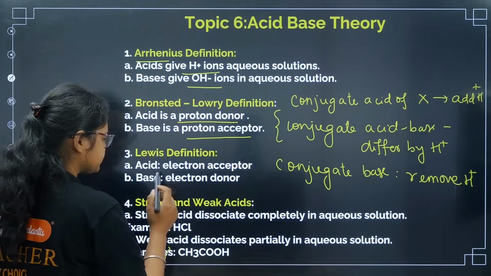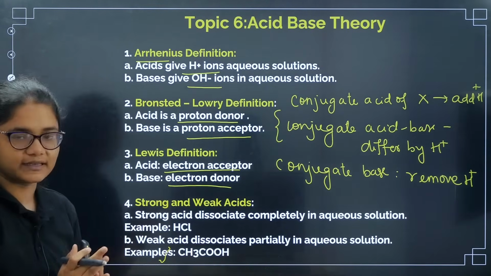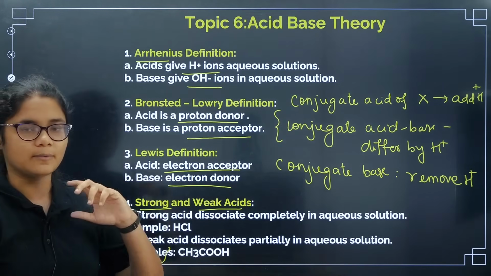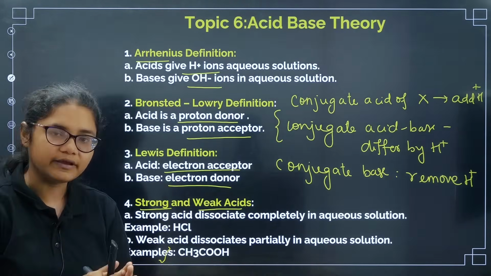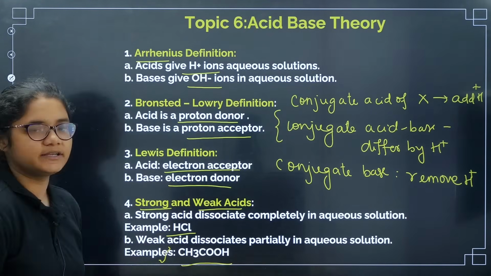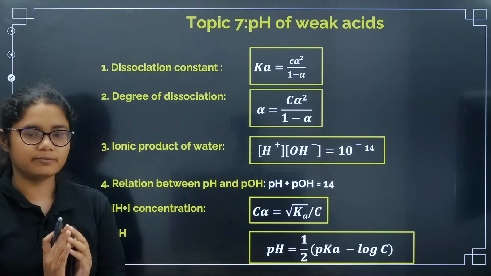Then we have the Lewis definition, acid is electron acceptor and base is electron donor. And then strong and weak electrolytes. Strong acids have complete dissociation, weak acids have partial dissociation. You can see examples HCl and CH3COOH. Now this is a very, very important slide where you have most of the important formulas.